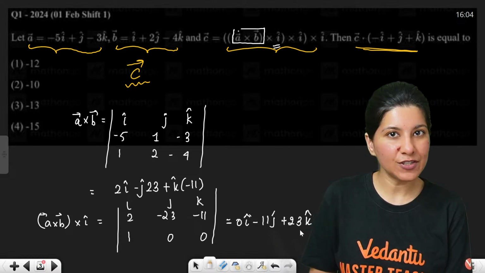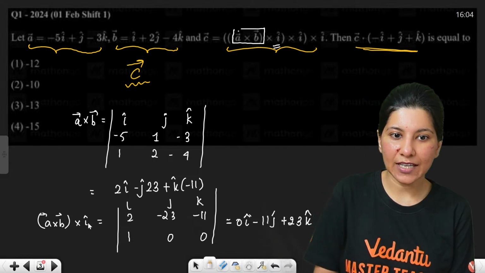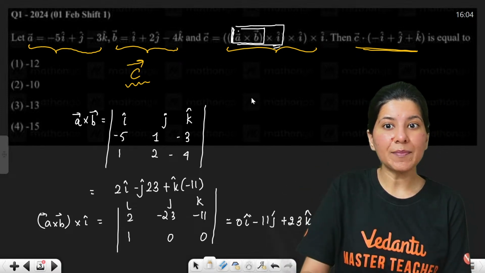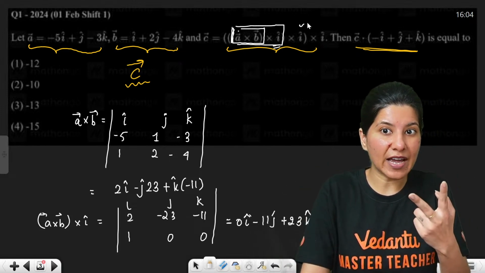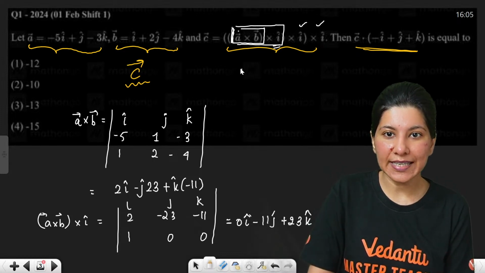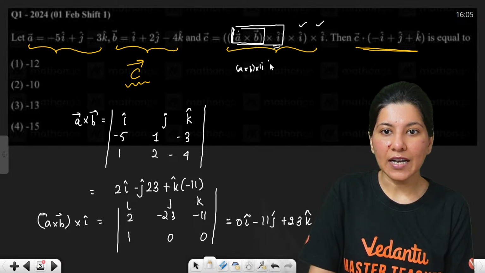Yes, minus 11j plus 23k. This is A cross B cross I. So I guess this thing is sorted. Now two more times we have to repeat: cross I, cross I. So A cross B cross I we have done, right? And now what we need to do is cross I.